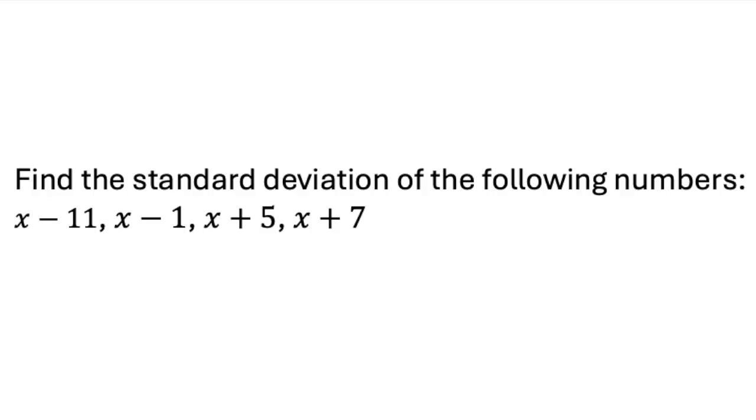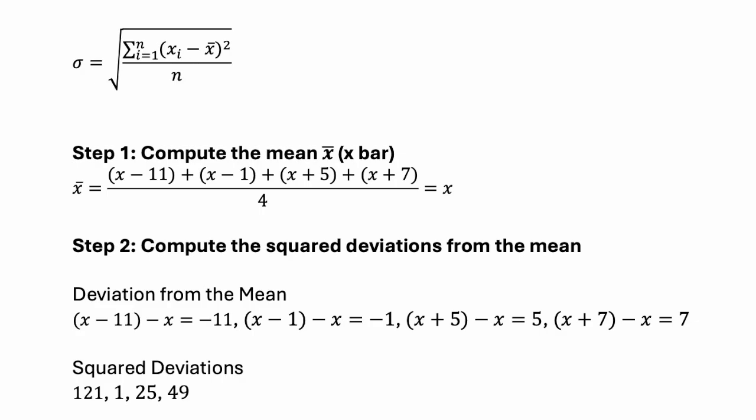In this question, we want to find the standard deviation of x minus 11, x minus 1, x plus 5, and x plus 7. The formula of standard deviation is as follows. In the first step, we need to find the x bar. X bar equals (x minus 11 plus x minus 1 plus x plus 5 plus x plus 7) over 4, which equals x. In the next step, we need to find the square deviation from the mean.